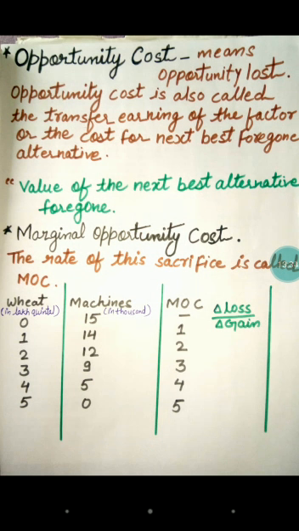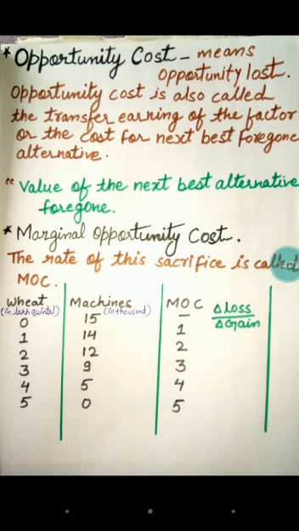Again, from 2 lakh quintal wheat to 3 lakh quintal wheat, we are sacrificing machinery from 12,000 to 9,000. Moving from 3 lakh quintal wheat to 4, machinery goes from 9,000 to 5,000. Again, giving all our resources to the production of wheat, we move from 4 lakh quintal to 5 lakh quintal, and machinery goes from 5 to 0. So how are we going to calculate this sacrifice?